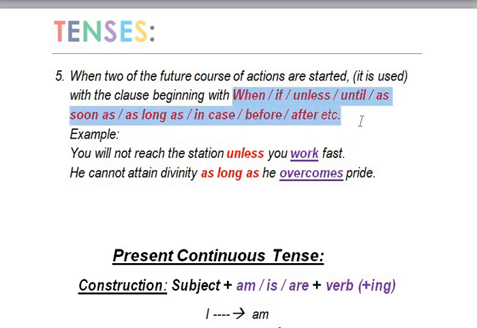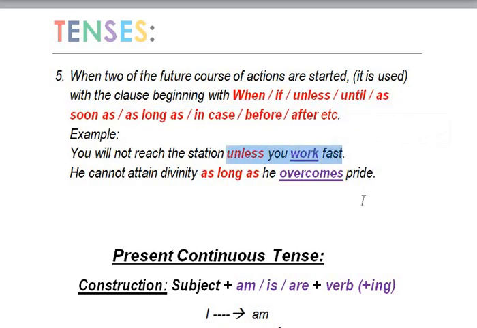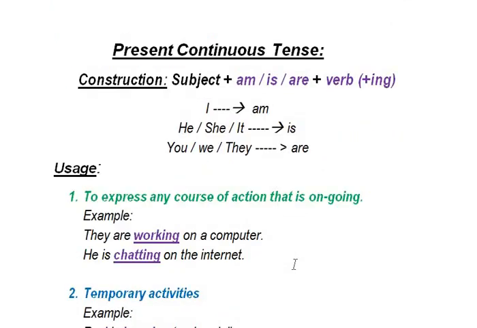Why? Because as I mentioned here, with these clauses, especially whether, when, if, unless, until, as soon as, as long as, in case, before, after, you always have to use simple present tense only. But it is wrong to say you will work fast. Similarly, one more example, he cannot attain divinity as long as he overcomes pride. Even here also we have to use simple present tense only, but it is wrong to say he will overcome pride.